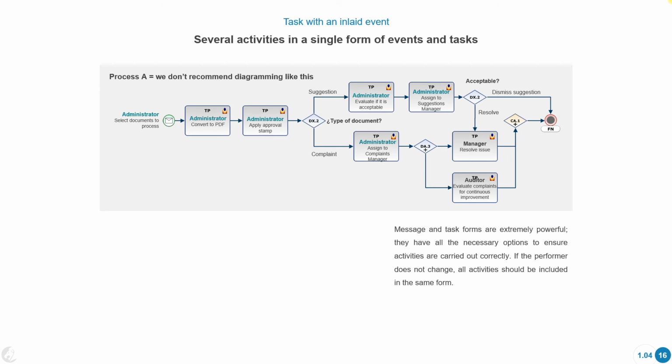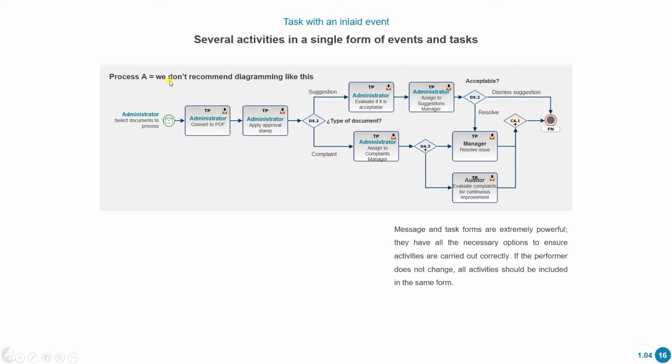Another very important thing to take into account is that several activities could be assigned in one unique form. This also happens in events. We already mentioned it earlier. When we start a process, if whoever initiates a process has to perform 2 or 3 different activities, we only need one start event. Okay, so here we have an example.